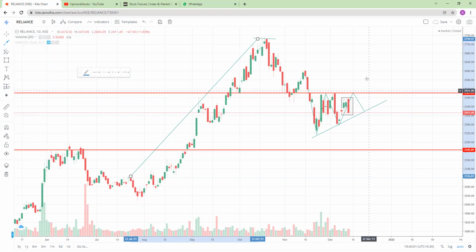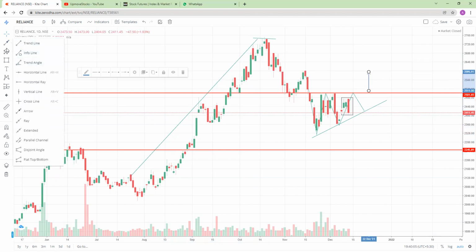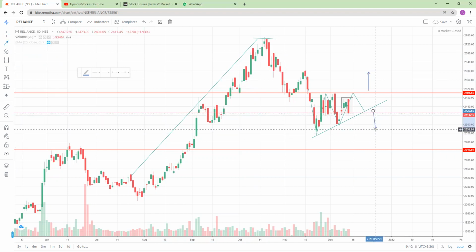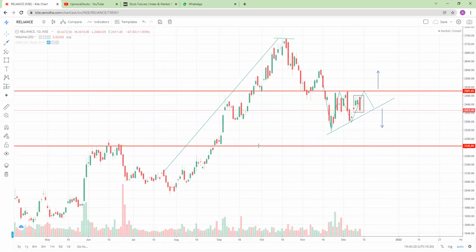So once the breakout occurs, it might go like this. Or if the breakdown of the triangle pattern that is forming in it occurs, it might go like this. So where it will go, it will find resistance at some other level. It will find support at some other level. So again, this will continue to go on. So it can be both ways. It can go upside, it can go downside.